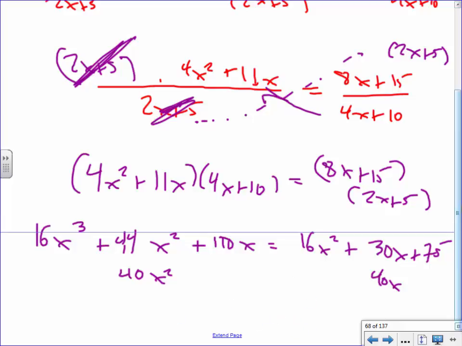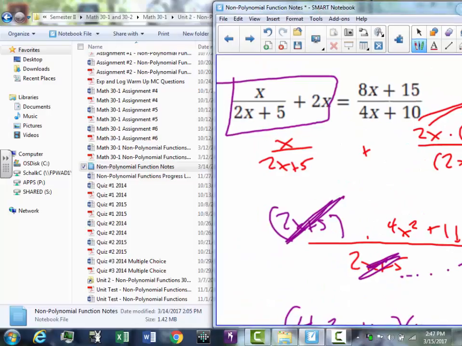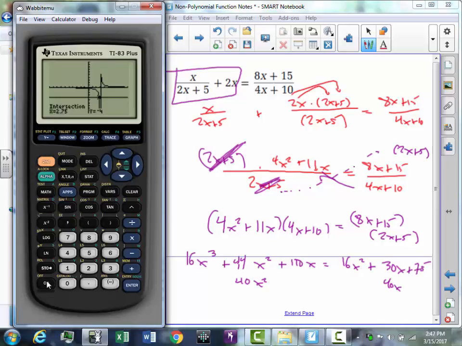Let's talk about why this might be a cubic real quick. Take a look at this example right here. Now, this graph is not one that I'd normally expect you to know. That's maybe not a typical graph, but why don't we graph it real quick in our calculator just to get a sense of what the picture would look like.